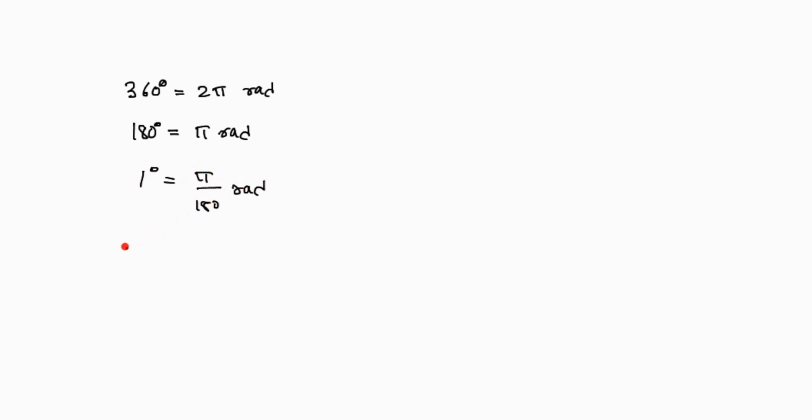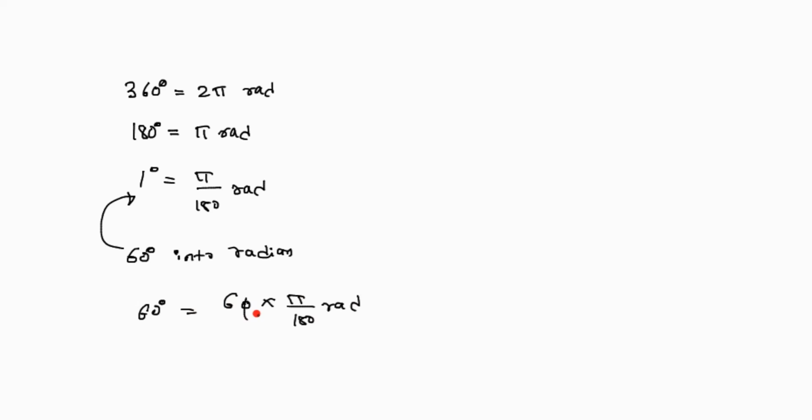So if I have to convert 60 degree into radian, if I put the value here, 1 degree equals pi by 180 radian, then 60 degree will be equal to 60 into pi by 180 radian. So after cancelling, which is equal to pi by 3 radian. So this is the way we can convert.